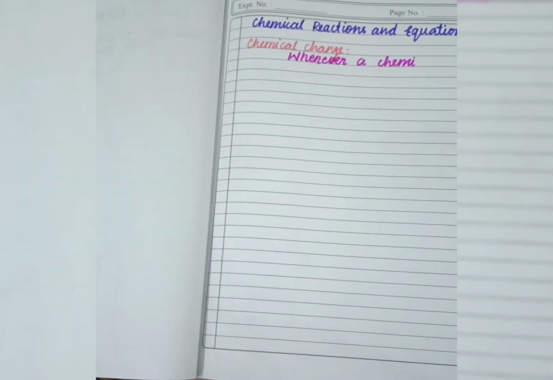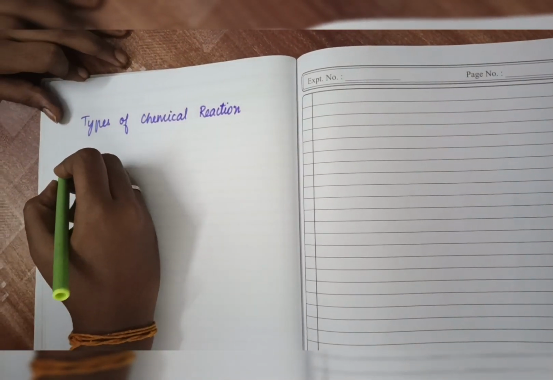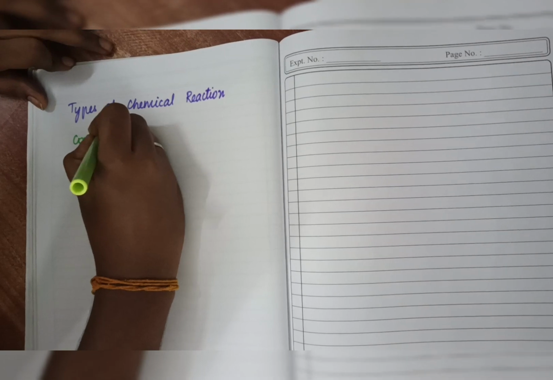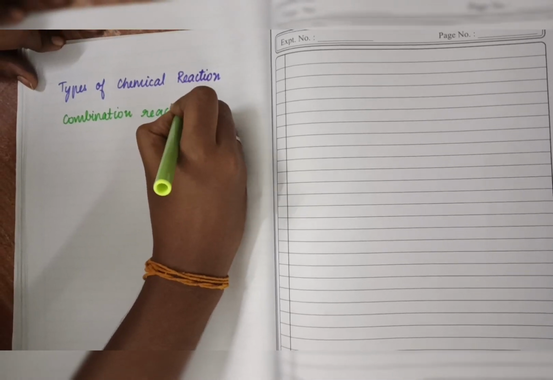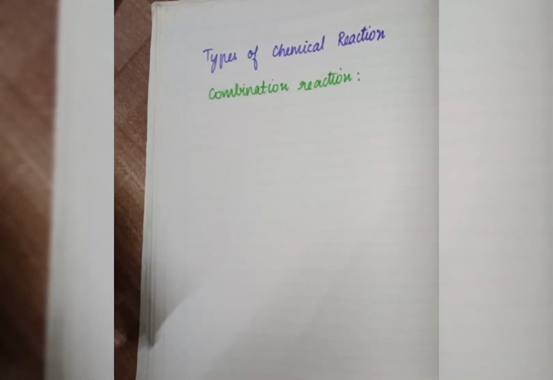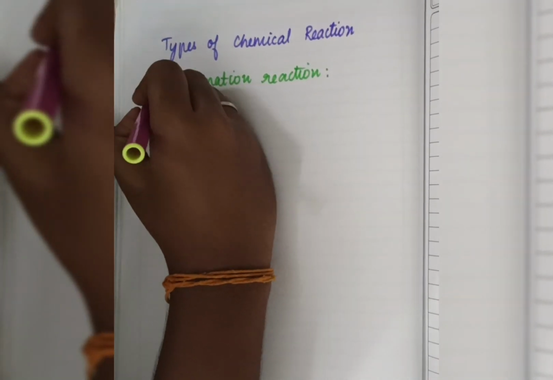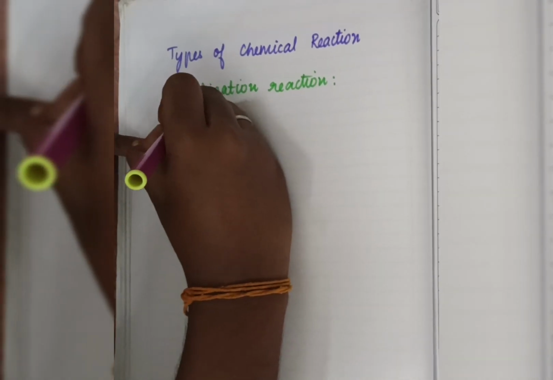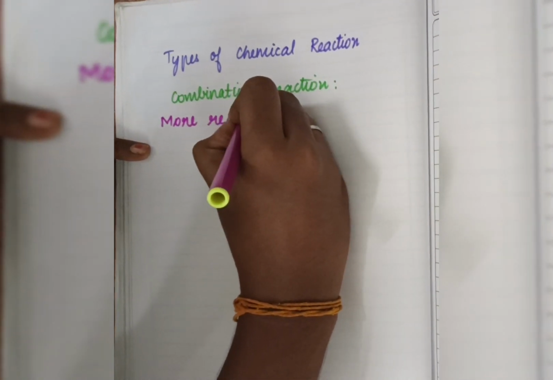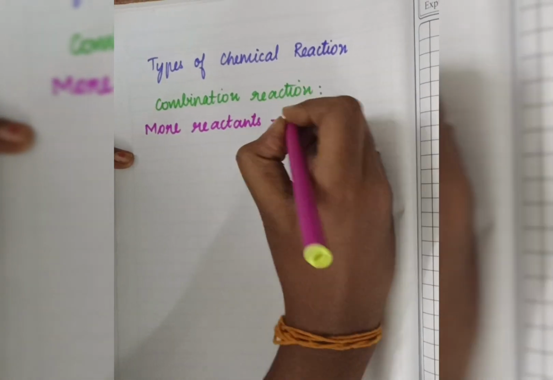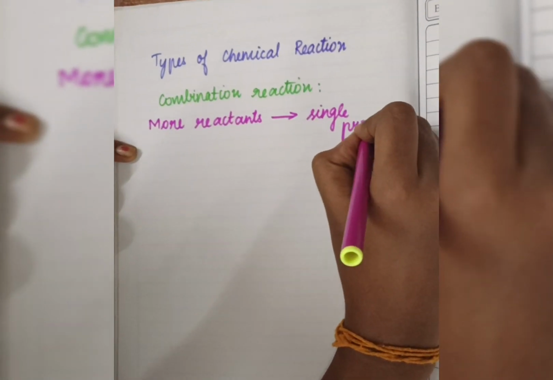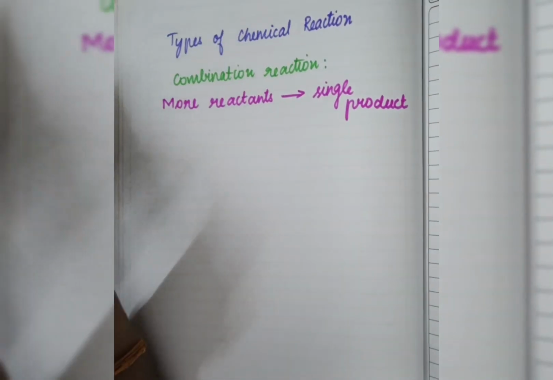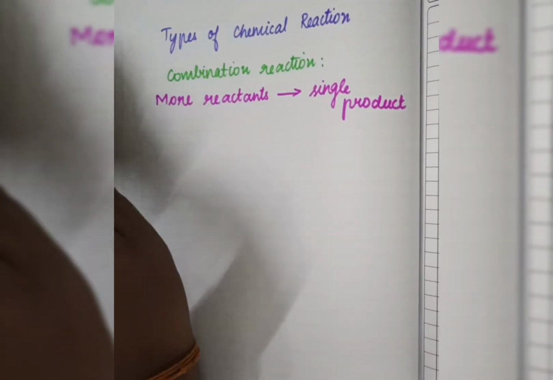Now let's move on to types of reaction. The first reaction we will be looking at is the combination reaction. So what is a combination reaction, or how do we identify it? Combination reactions have more than one reactant and a single product. Keyword to remember: combination reaction. The reactants may be two or more while the product is only one.